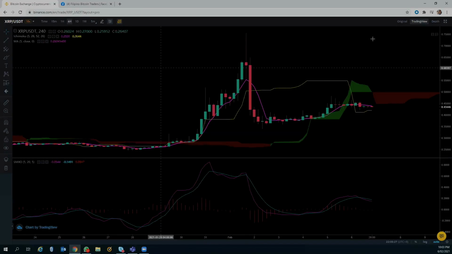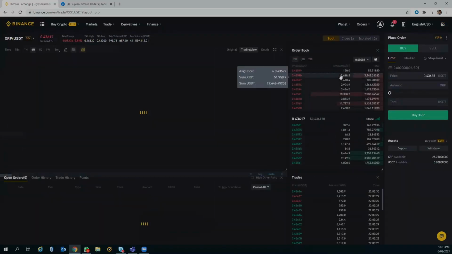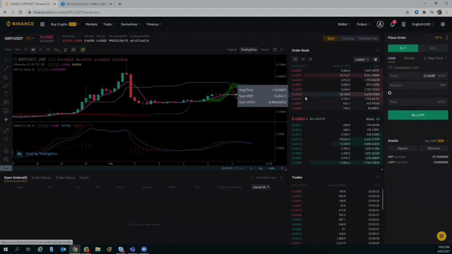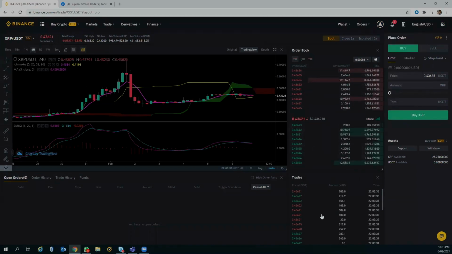Okay, so this is the group. Itong account na 'to is Filipino Bitcoin Traders, gmail.com. So I have deposited 25 XRP from my own account for demonstration purposes. Okay, so the main topic natin tonight is OCO order.